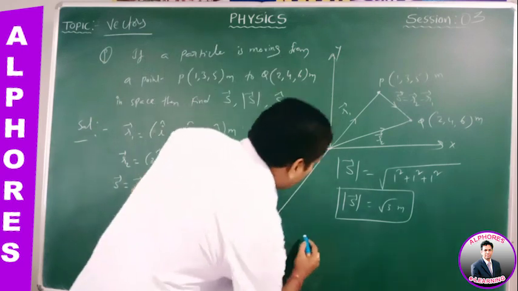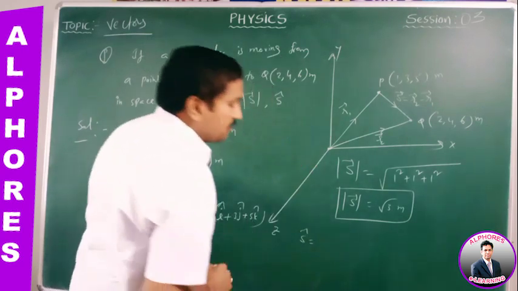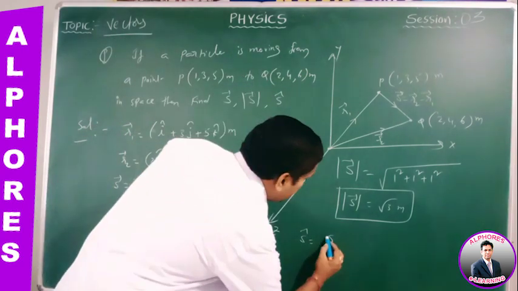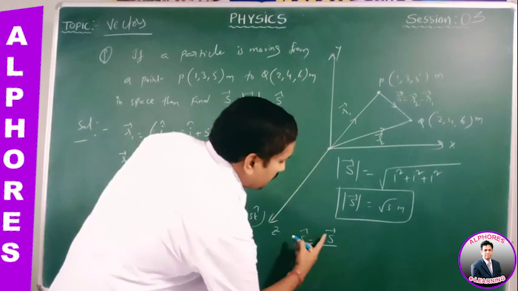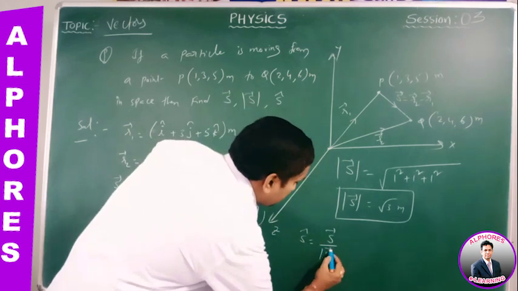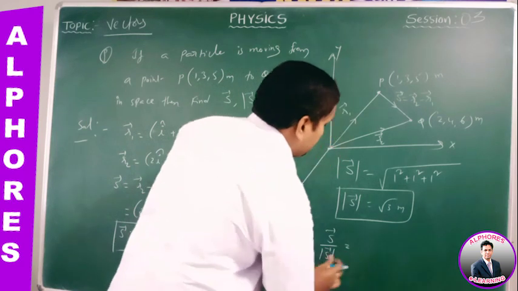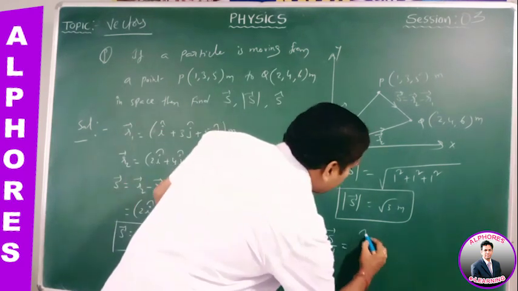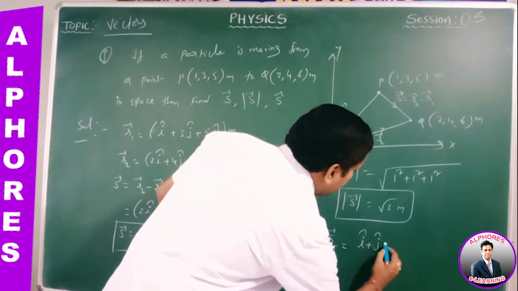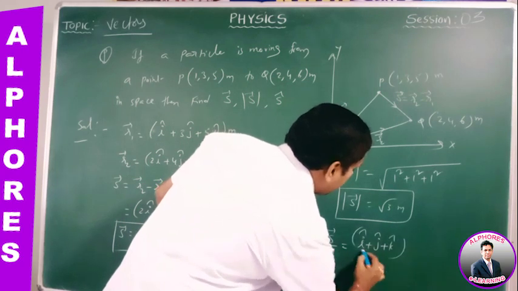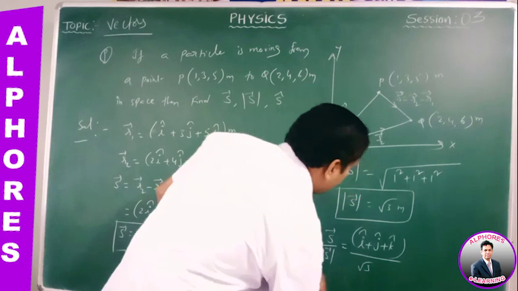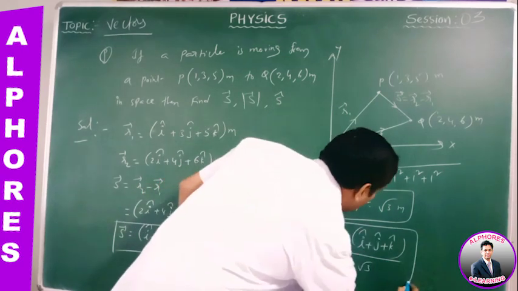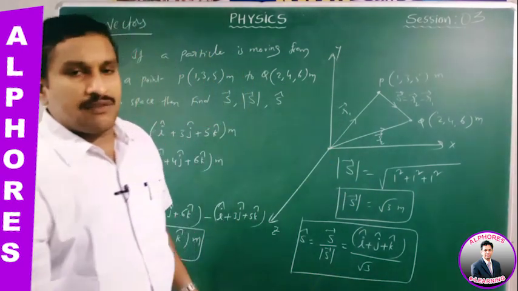Then what is the unit vector here? S cap is equal to what is the definition? As per the unit vector definition, vector by magnitude of this vector. That means S cap is equal to i cap plus j cap plus k cap by root 3. So this is the expression for the displacement vector of the particle.